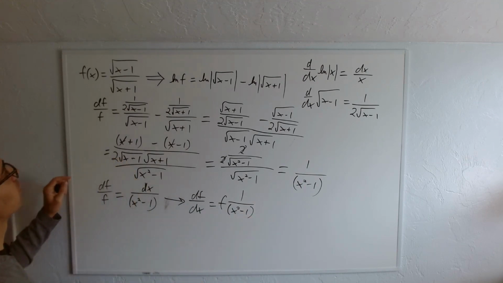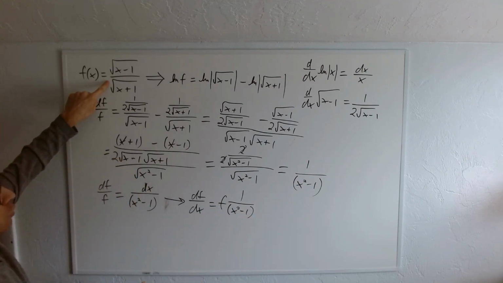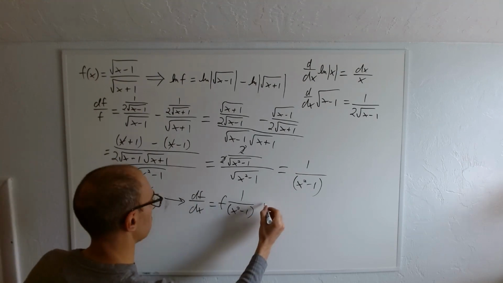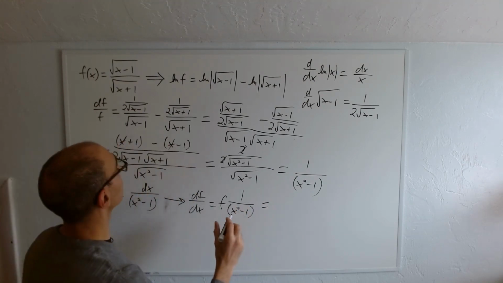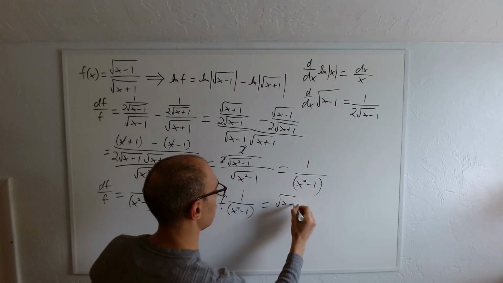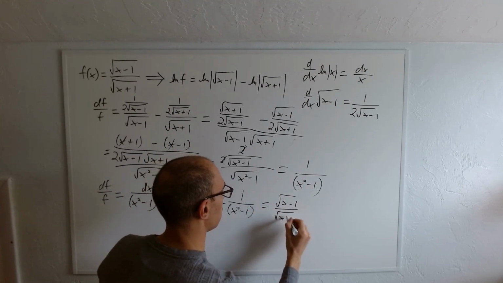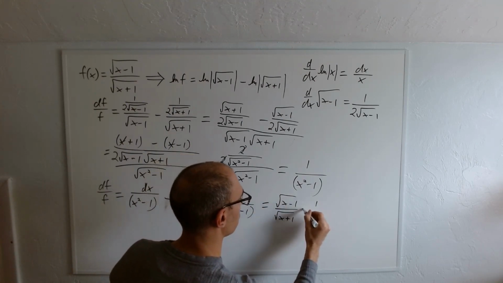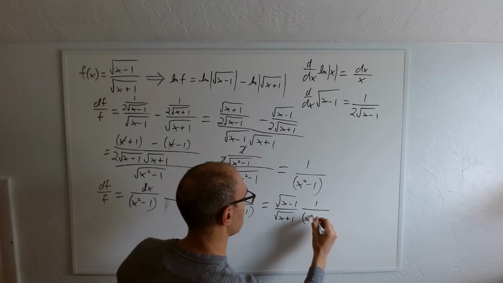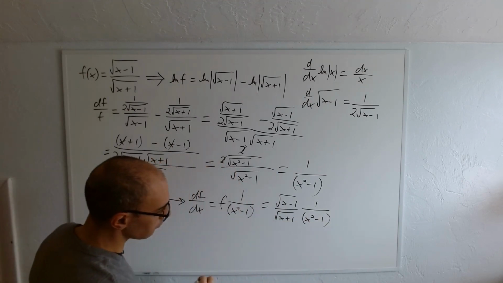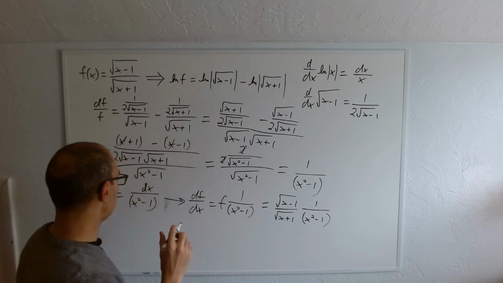So what is f? We have to go back and look. It's this square root over this square root. So what we get is square root x minus 1 over square root x plus 1 times 1 over quantity x squared minus 1. Now we can clean that up some more.